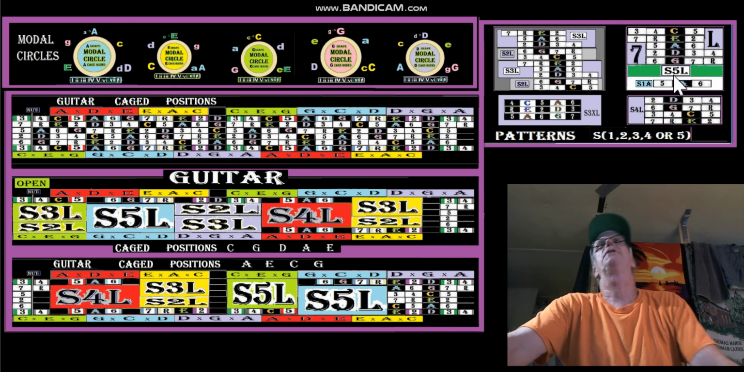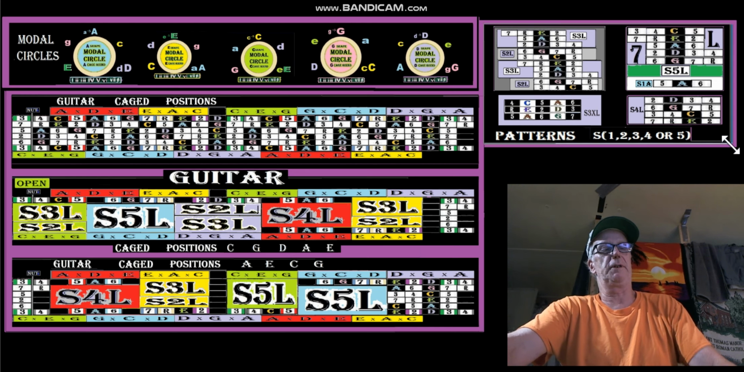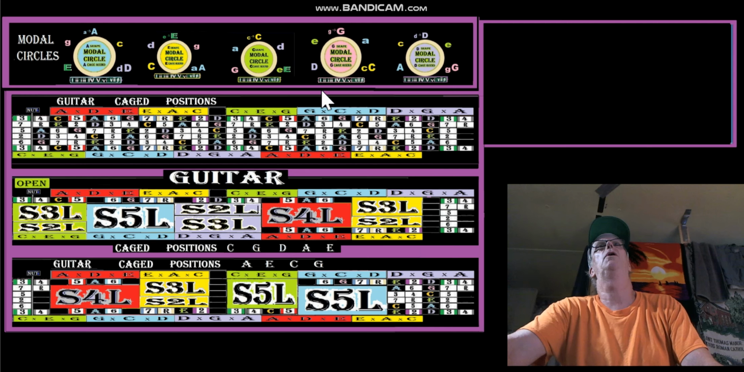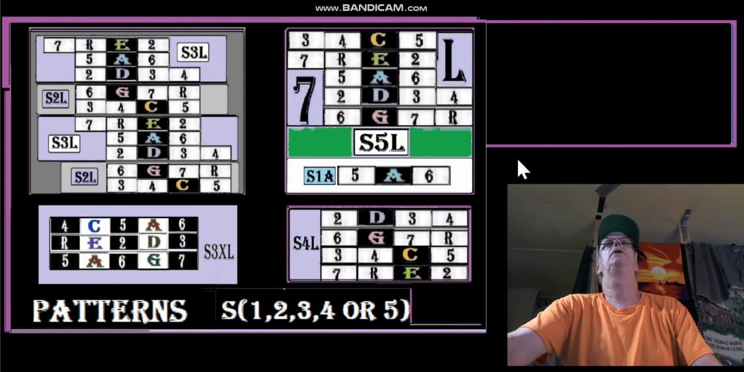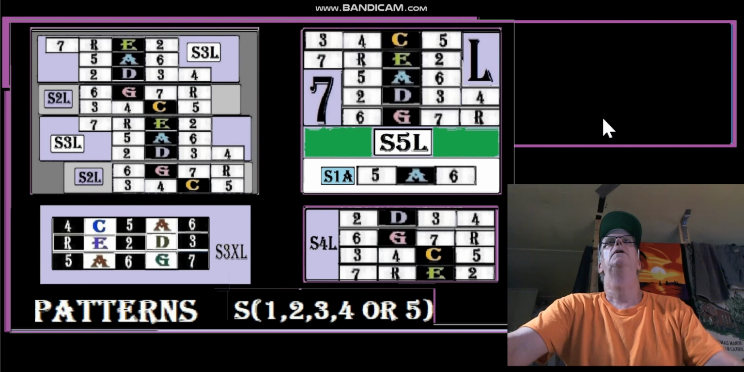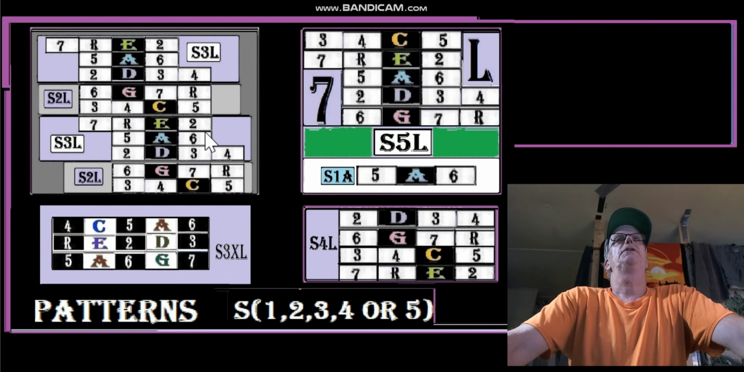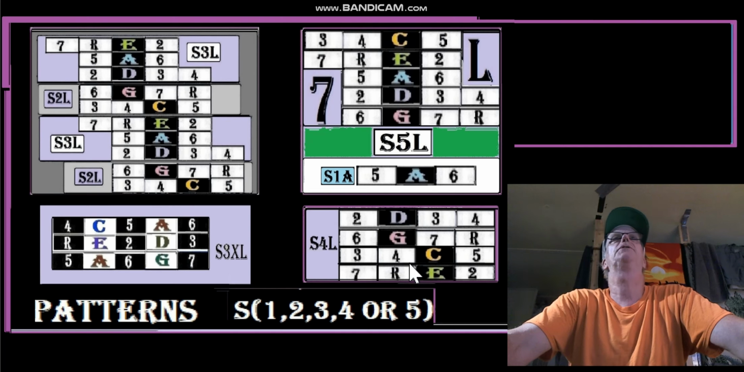What do we have here? We have these guys up here, and I'm just going to bring them to the front here first of all. Okay, so I'm going to really expand this, and we're going to look at these patterns here. This is the key to the chart. This is how you interpret the charts.